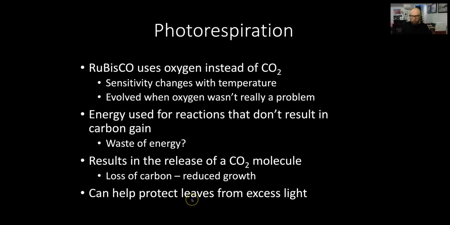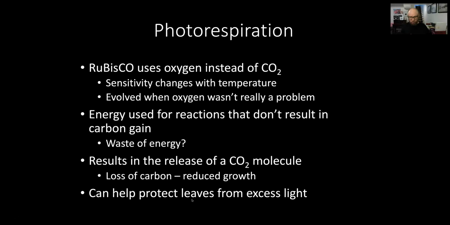The one thing I do want to point out is that it's not all negative. Photorespiration can help dissipate excess light. So let's say for a second we've got full sunlight, so we have lots of energy coming into the leaf. But let's say for some reason the plant doesn't have enough CO2. And this can often happen when plants are closing their stomates to conserve water.